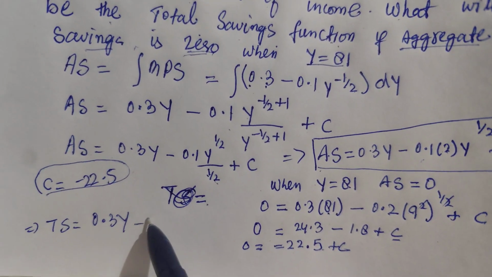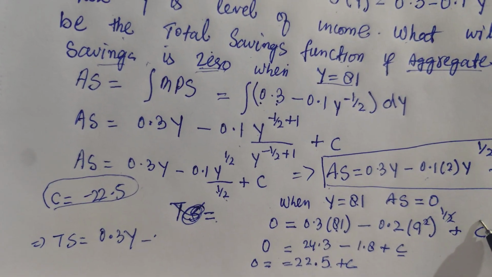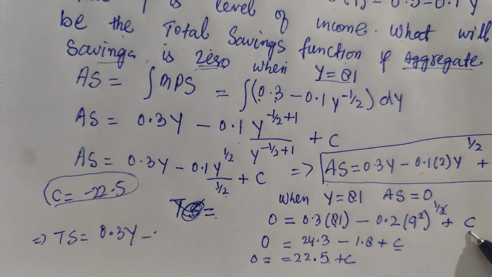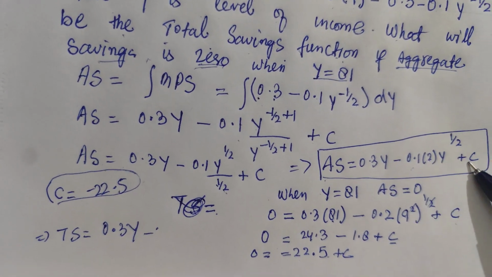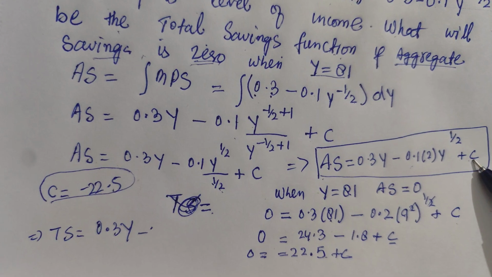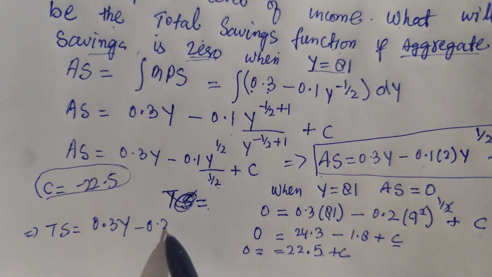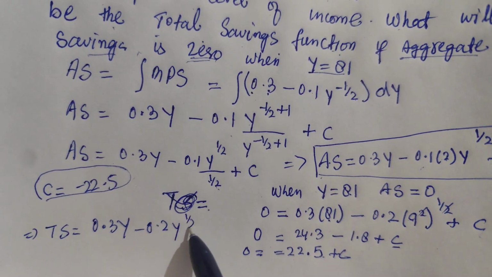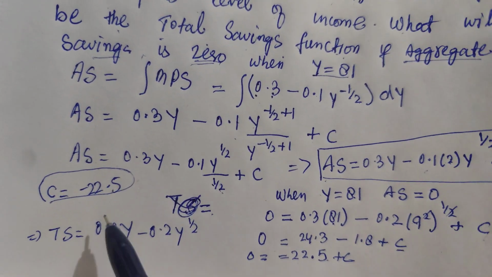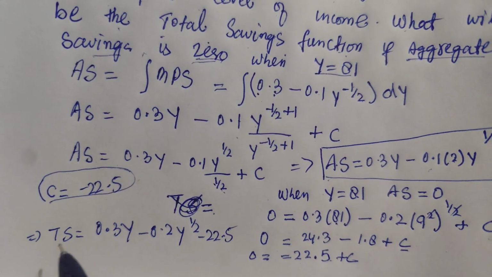The total savings will be equal to 0.3y minus, obviously the value of c goes here, 0.2 y^(1/2) plus the constant of integration, which came out to be minus 22.5. This will be our total savings.